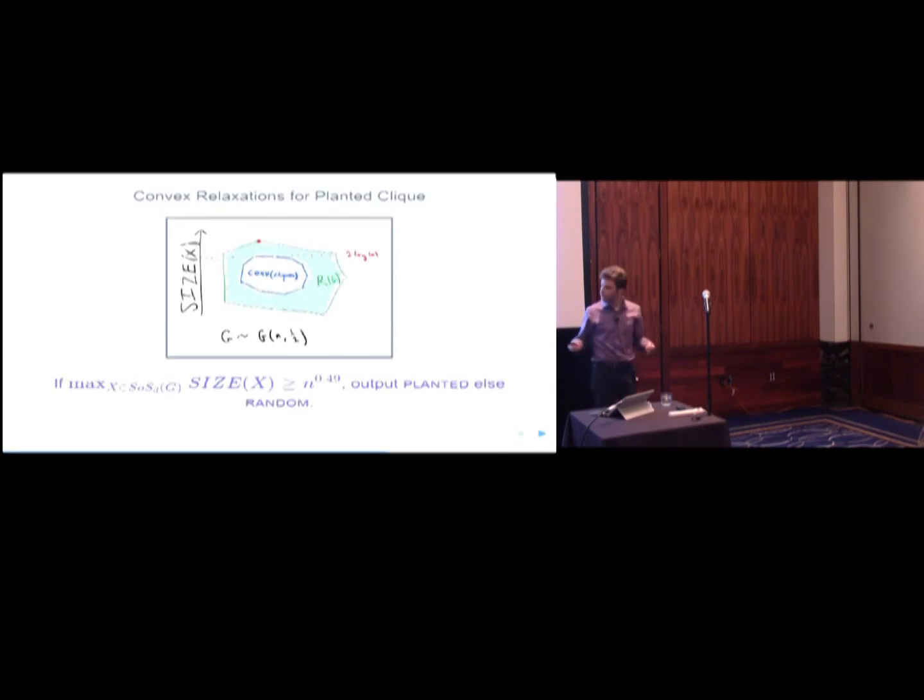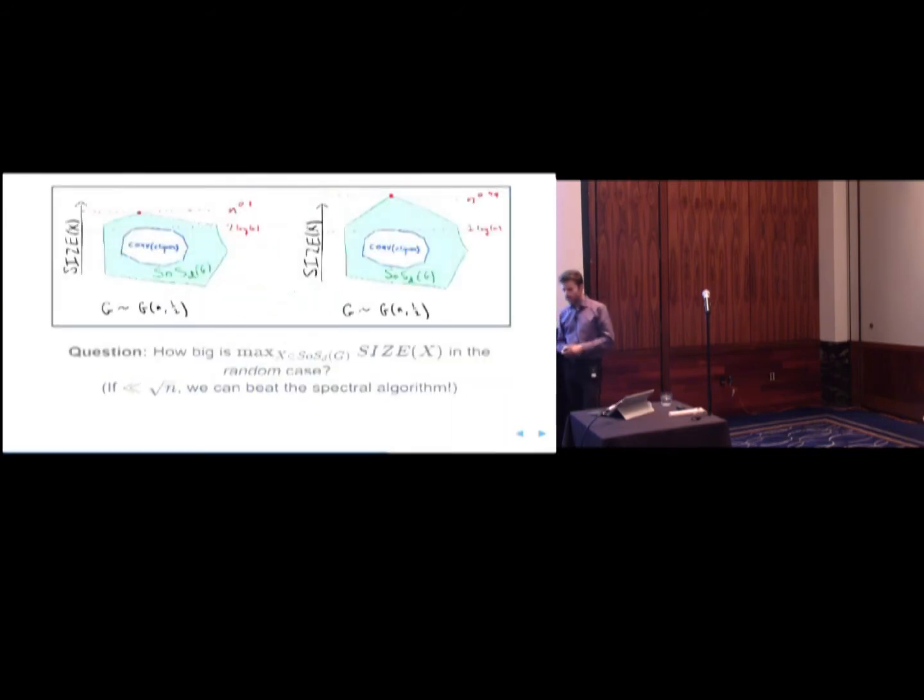Okay? And the relaxation we'll use is the degree d sum of squares relaxation for d less than log n. So this is the algorithm we want to say does not solve planted clique. Now, let's think about what would make this algorithm succeed.